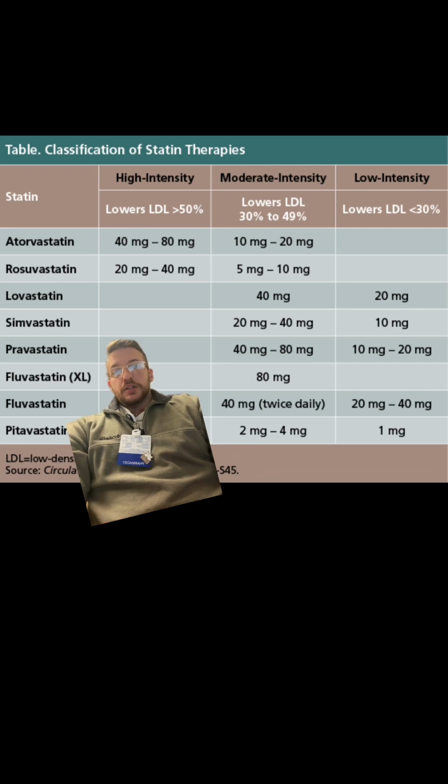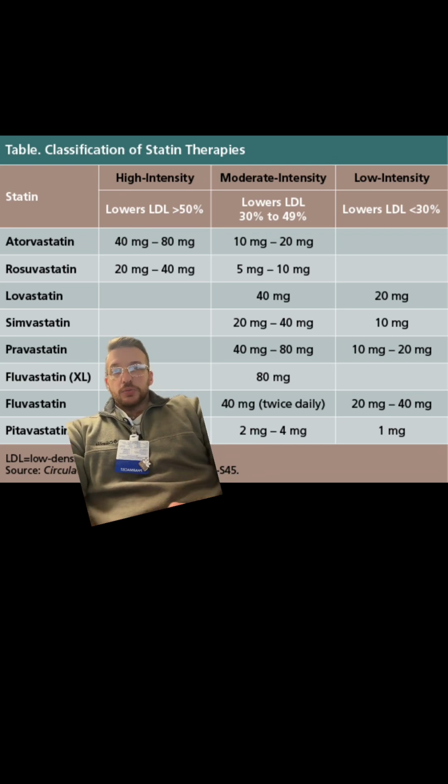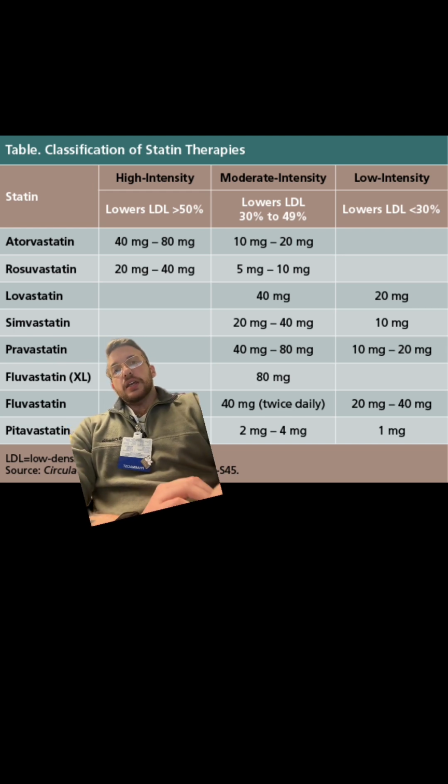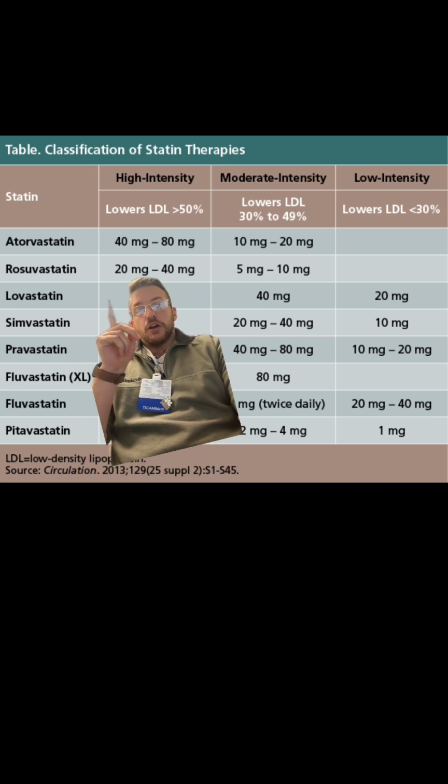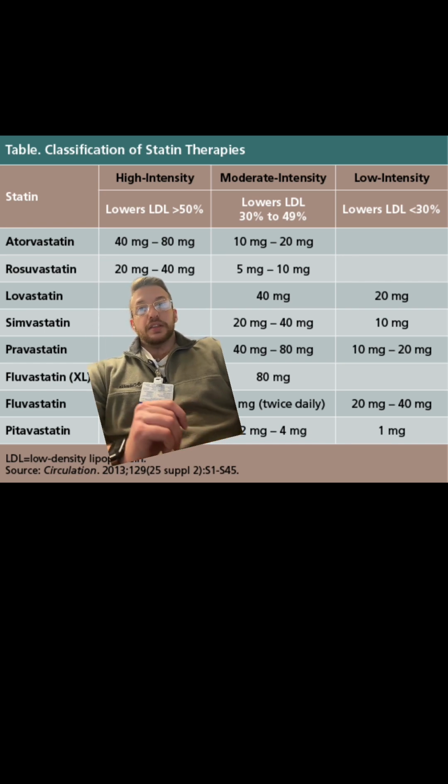And an important way to distinguish between the different statins is the intensity of them. So it's split up between high intensity, moderate intensity, and low intensity. And you can see why we use atorvastatin and rosuvastatin in our patients that are high risk, like if they've had a MI or stroke, because they are the only drugs that are capable of achieving that high intensity statin effect.